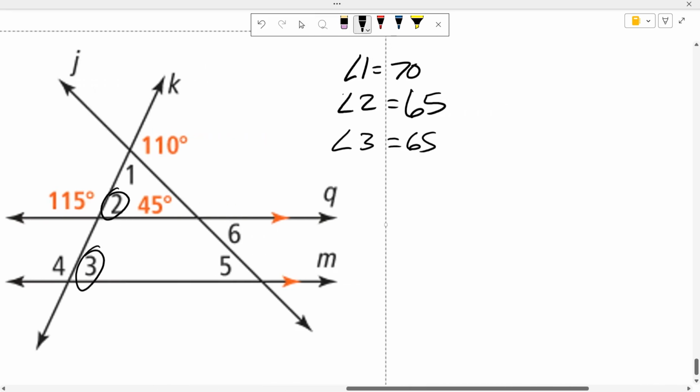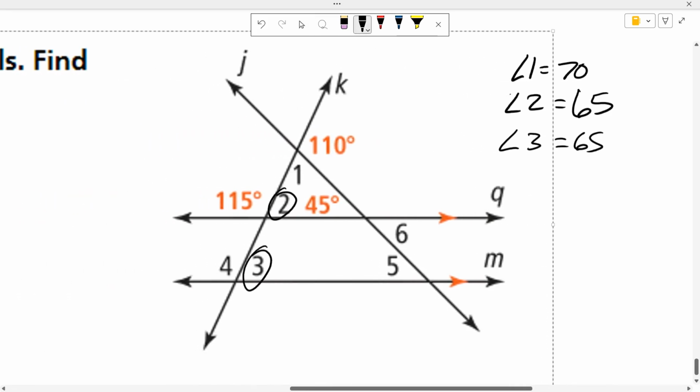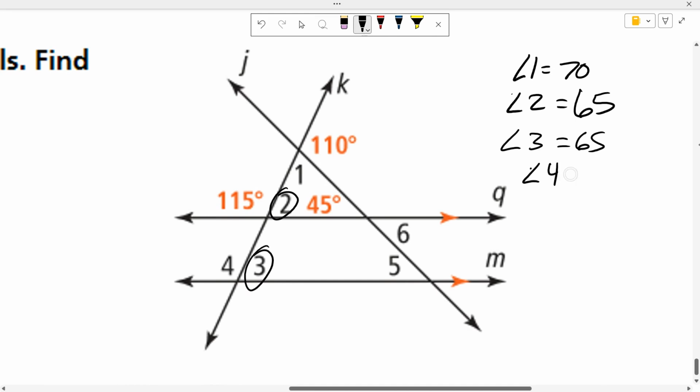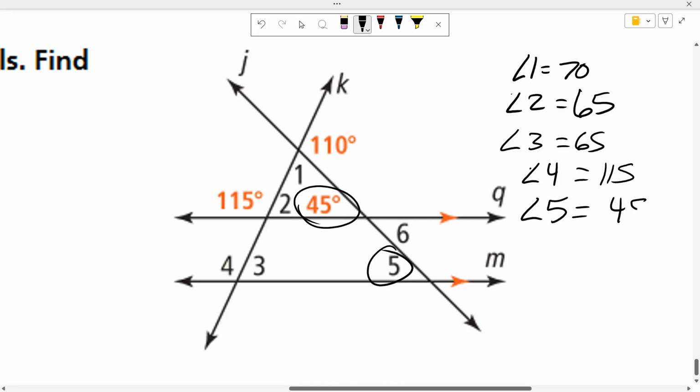65, because those are corresponding angles. Corresponding angles. What's angle 4 equal to? 115, because they are corresponding angles, or these two are a linear pair. Either way. All right, what's angle 5? 45, because these are corresponding angles. And what's angle 6? 45, because these are vertical angles, or else these are alternate interior angles.